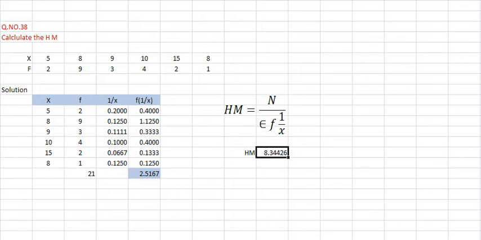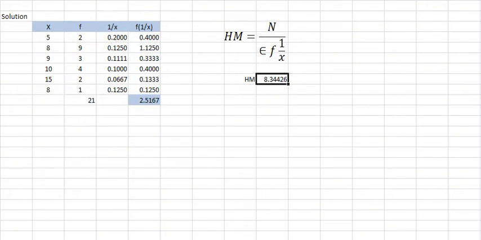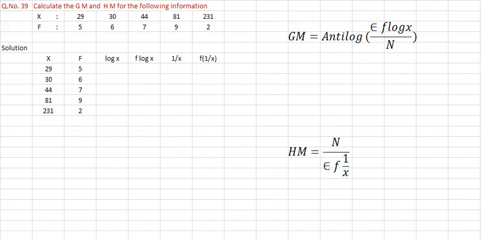Now I will go with both methods in one question, that is, calculation of harmonic mean and geometric mean in ungrouped data or discrete series. I will show you that problem now. That is question number 39. Calculate the geometric mean and harmonic mean for the following information. The x values are 29, 30, 44, 81, and the last one is 231. The frequencies are 5, 6, 7, 9, 2.